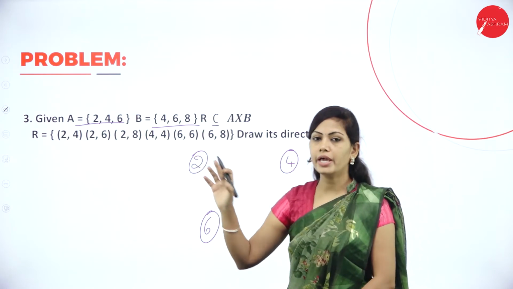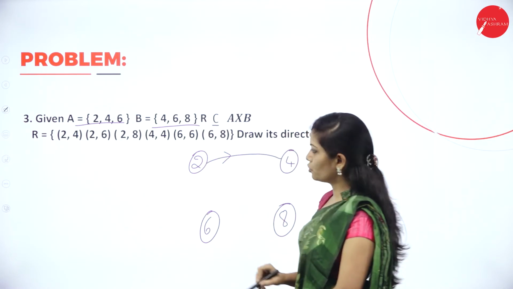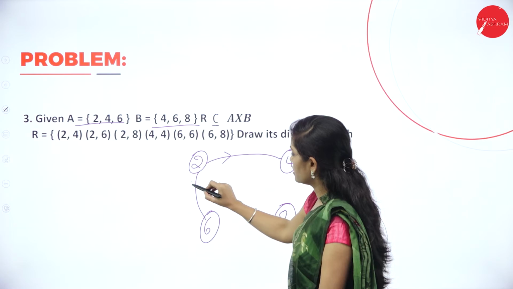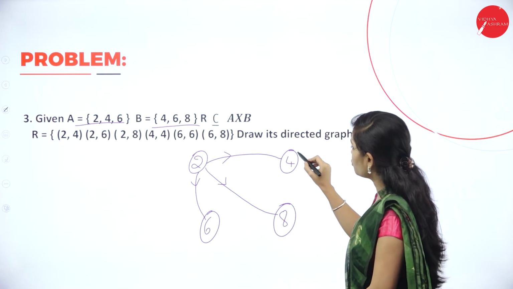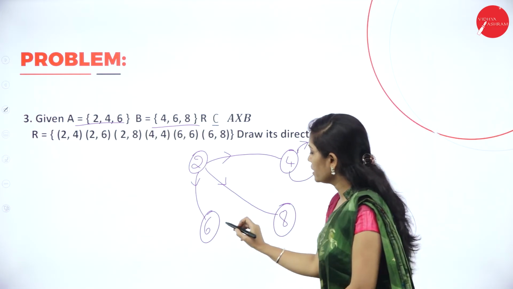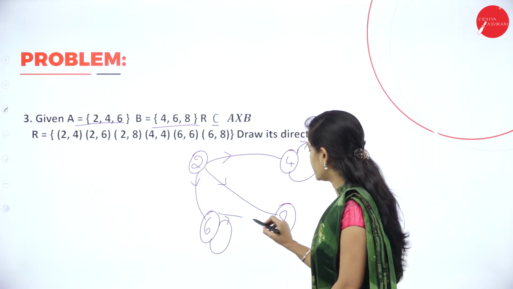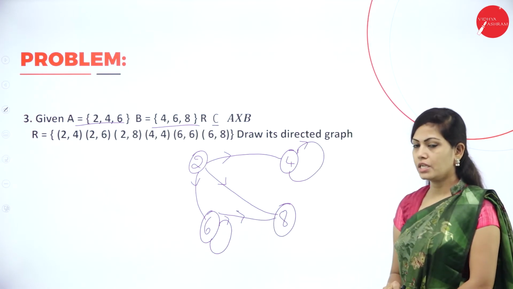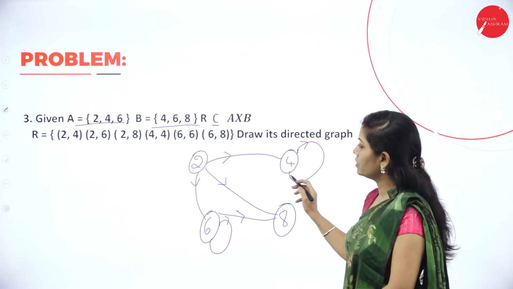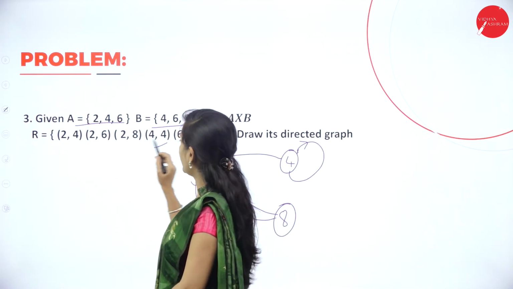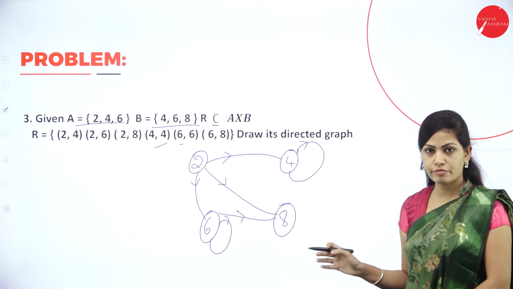For this, you need to draw a directed graph using this relation. So 2 to 4, 2 to 6, 2 to 8, 4 to 4 self loop, 6 to 6 self loop, and 6 to 8. So this is your directed graph for the given relation R. Here we have 4 to 4 and 6 to 6, but there is no 2 to 2 and 8 to 8. So it is not reflexive.